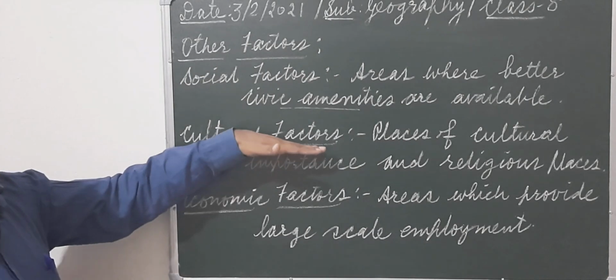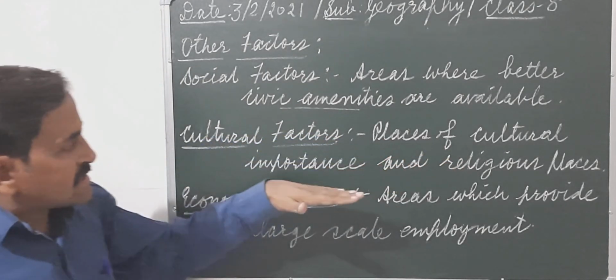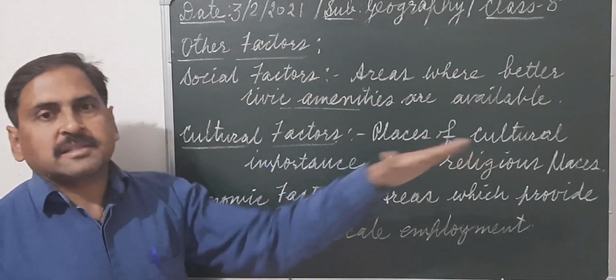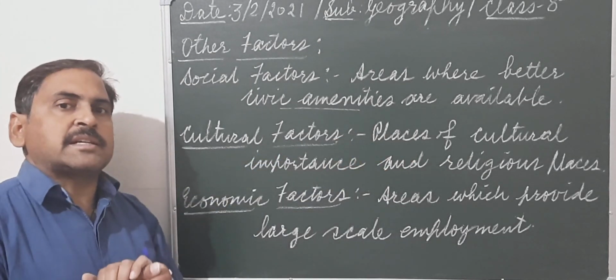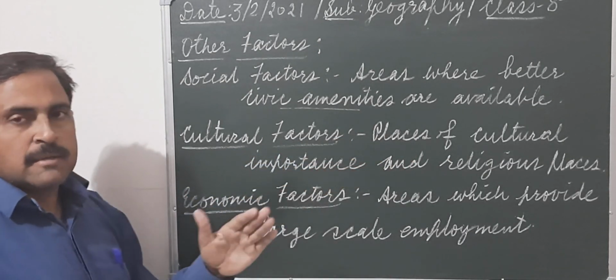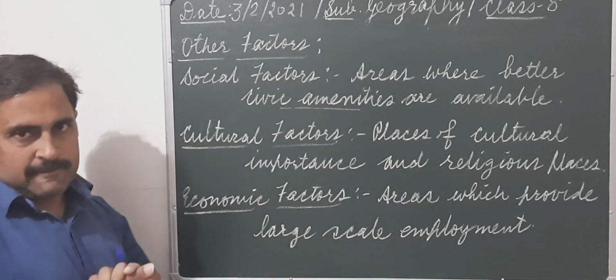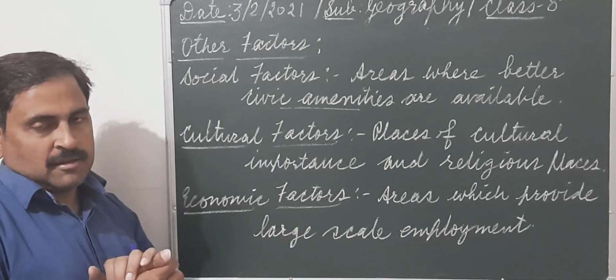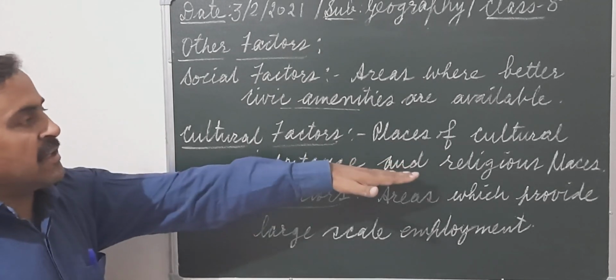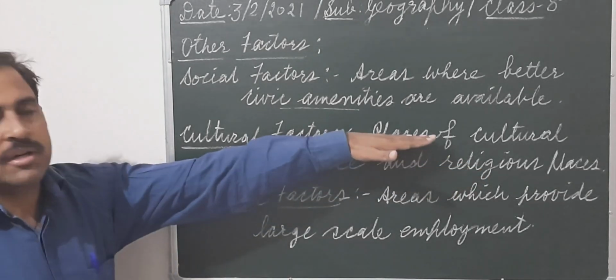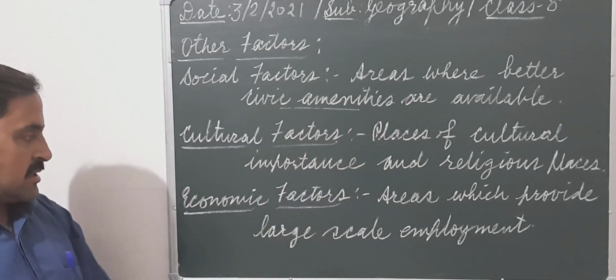Next, cultural factors. Places of cultural importance and religious places. These places also become overcrowded, or more concentration of people takes place in such areas. For example, Varanasi or Madurai or Vatican City. Why all this? These have religious importance or cultural importance.